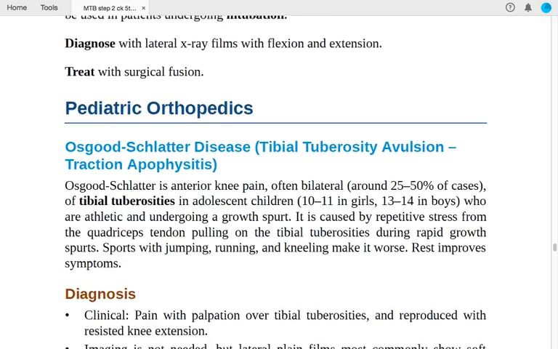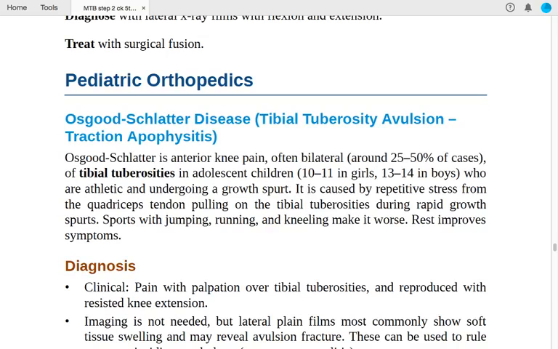Now we're coming towards pediatric orthopedics, a very important topic from our exam point of view. This is Osgood-Schlatter disease, also known as tibial tuberosity avulsion or traction epiphysitis, right? Osgood-Schlatter is anterior knee pain, often bilateral in around 25 to 50%, but most of the time it is anterior knee pain of the tibial tuberosity in adolescent children, between 10 to 11 years in girls and 13 to 14 years in boys who are athletic and undergoing a growth spurt.